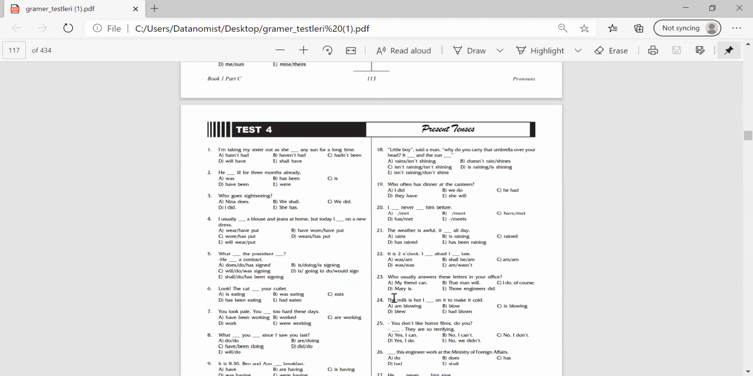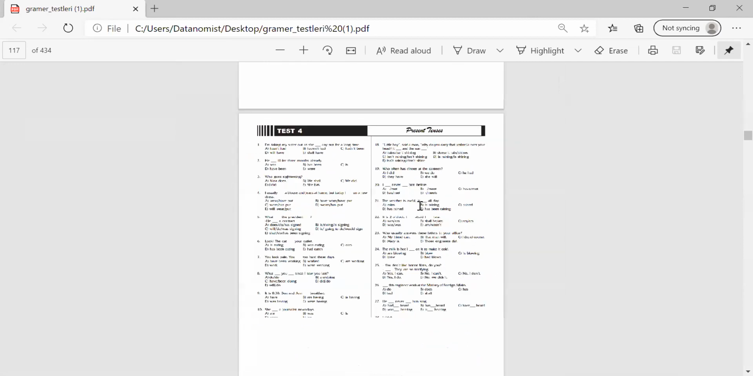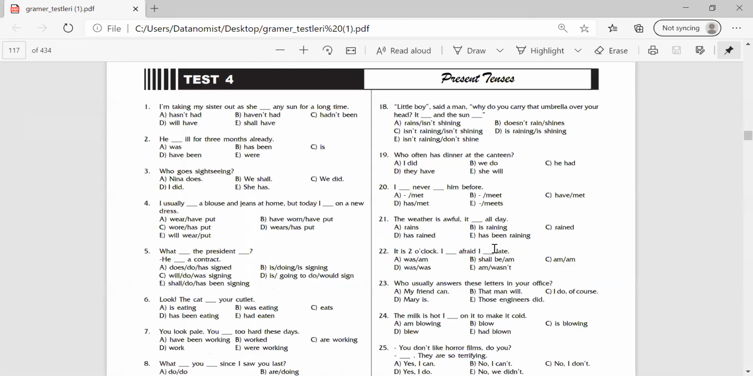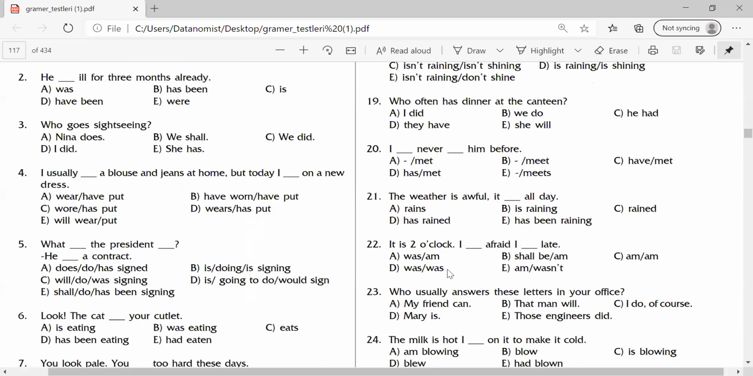Okay. Look at the 20th one. I dash never dash him before. I told you just now, ever, never generally goes with present perfect. I dash never dash him before. What's your answer? Yes, you're right.